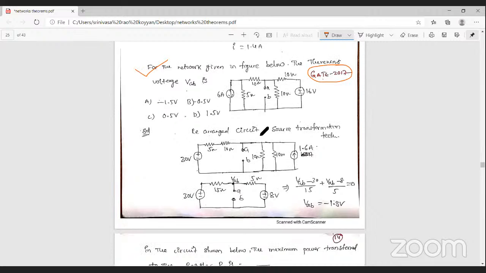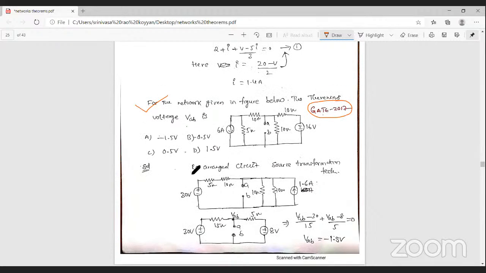From this network you can observe that this circuit is rearranged by using the source transformation technique. Here the current source is parallel with the resistance. Then you can consider it as a voltage source in series with the resistance. What is the voltage here? 6 into 5, that is 30 volts. This 5 ohm resistance is connected in series. Okay, that is the source transformation technique.